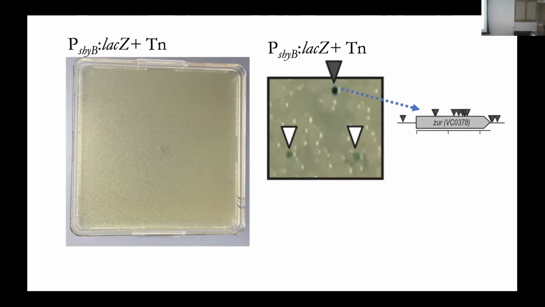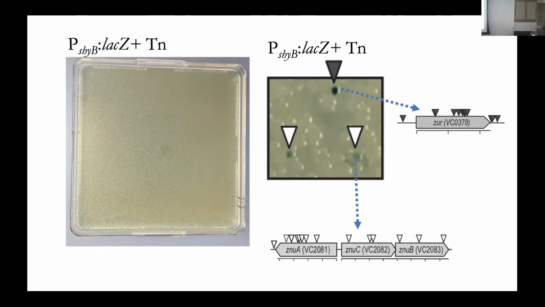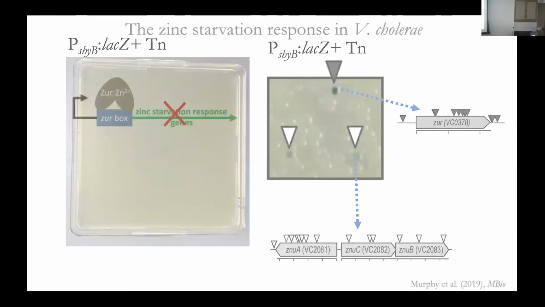Zur is weird. So Zur is a zinc starvation response gene. I'll tell you in the next slide what it really does. And the other hits were in an operon called ZnuA, B, and C. And those were all the hits. So we drove this to saturation. This is all we got. What does all this mean?